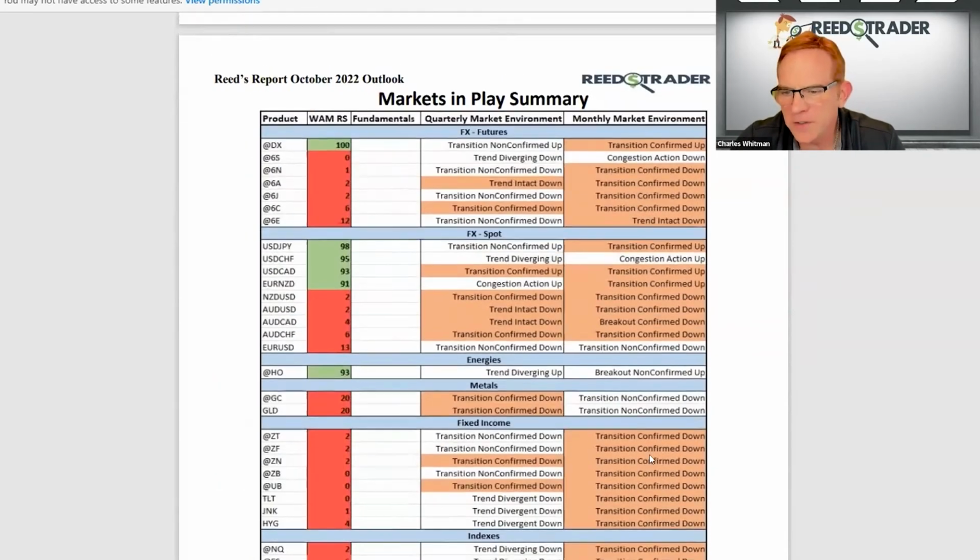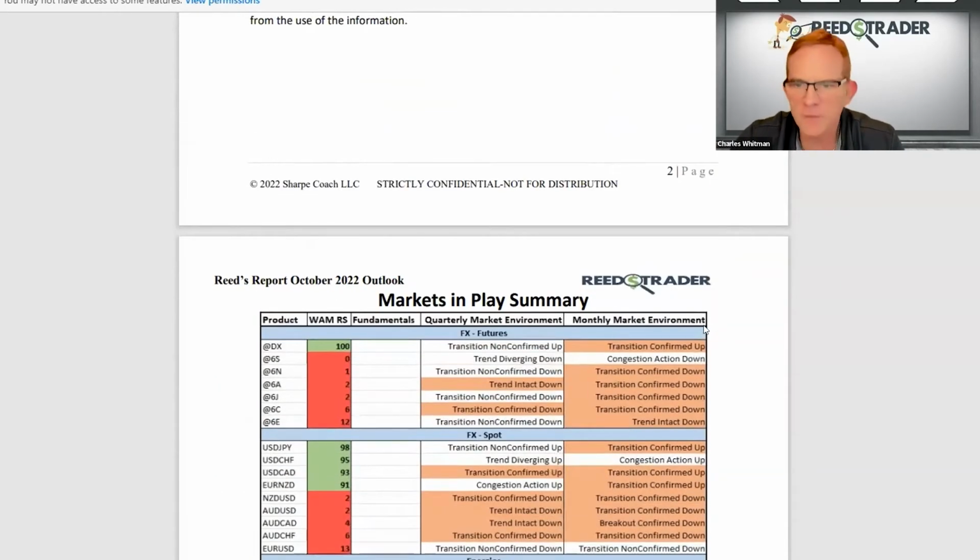We changed the format on this a little bit, and we're going to start off looking at our market environment indicators and what the market environments are across the quarterly and monthly timeframes. One of the reasons we do this is we want to give a frame as to what the long-term timeframes are saying about these different markets. We're big believers in the impact of multiple timeframe analysis, and particularly the impact of longer timeframes.